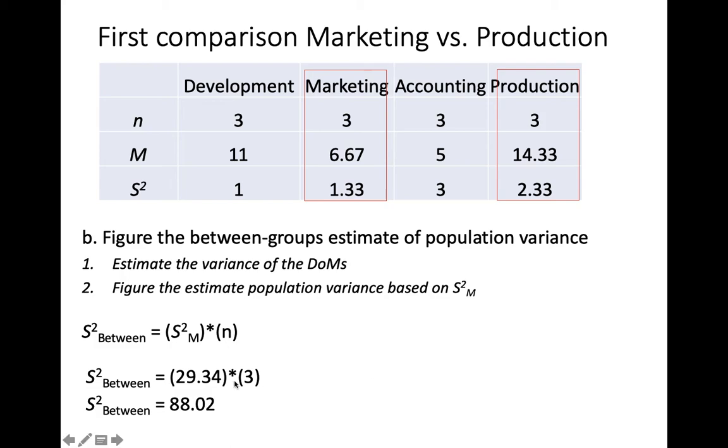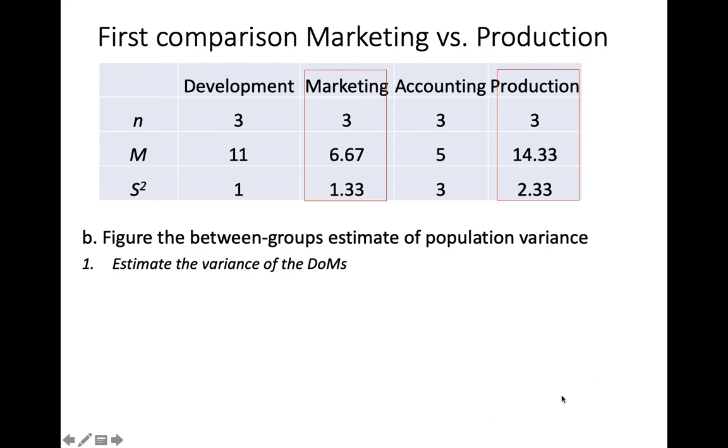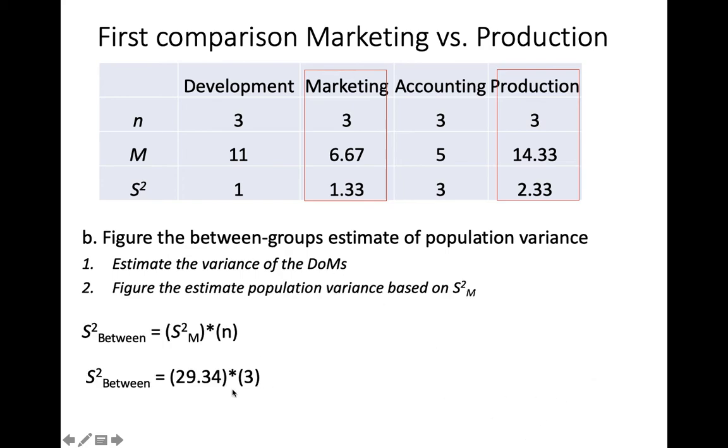Okay, so it's very important not to skip this step. It's very common on homework or on an examination that people skip this step and they stop right here. So it's very important to know that with the between groups approach, the first thing that you're doing is estimating the variance of the distribution of means, and then you have to work backwards to get that estimate of population variance.